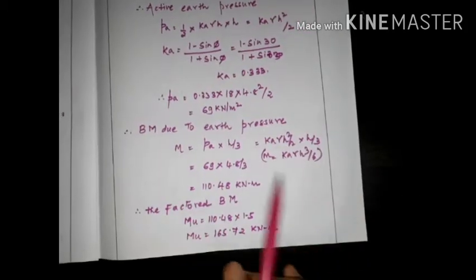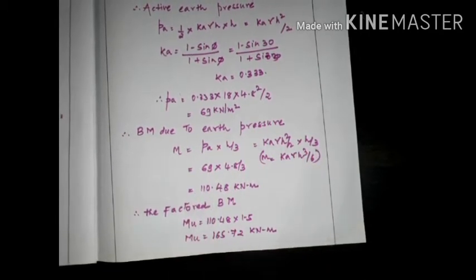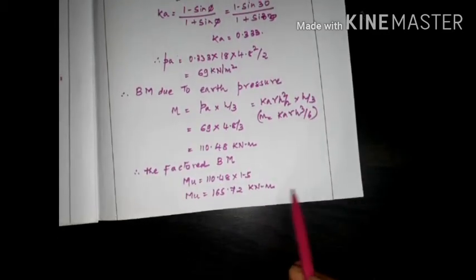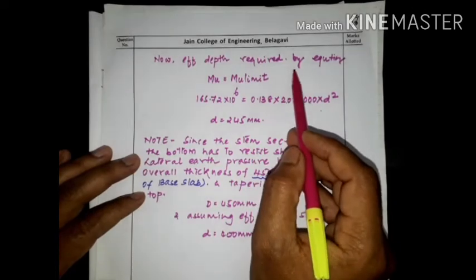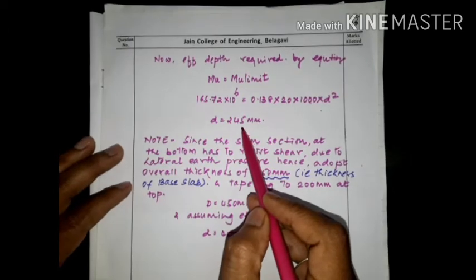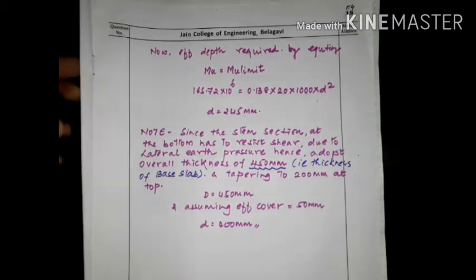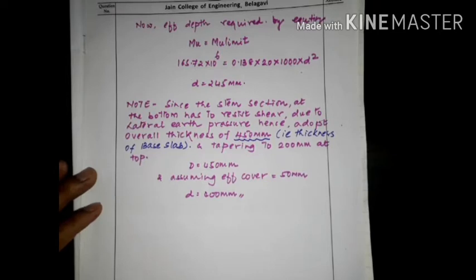And with respect to that we had calculated the bending moment in the stem. So we got the factored moment as 165.72 kilonewton meter, and by considering this moment we have got the effective depth by equating Mu is equal to Mu limit. We got depth as 245 mm. But again, by considering the shear criteria, we have to go for higher thickness of stem or depth of stem.